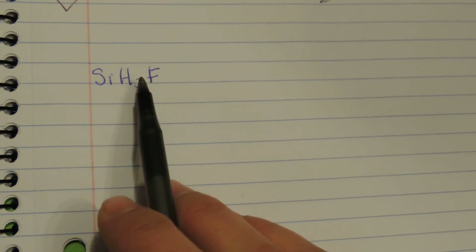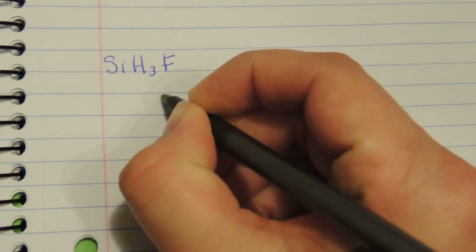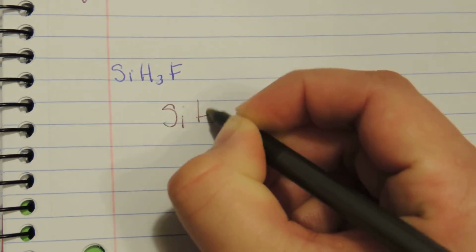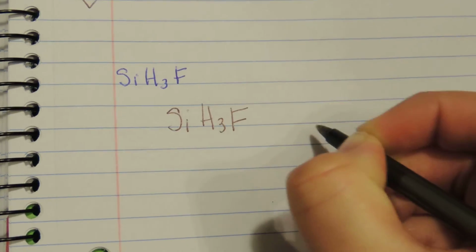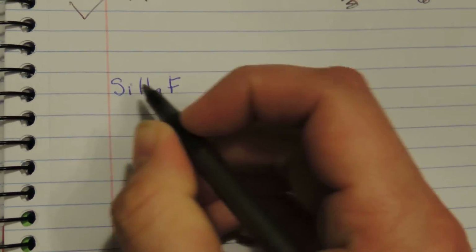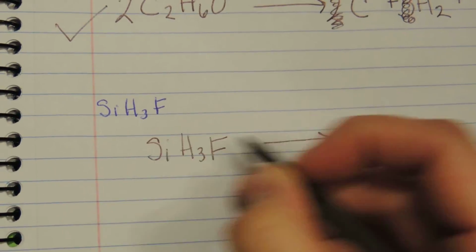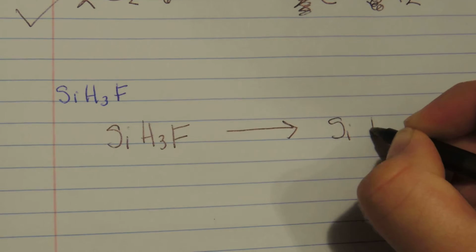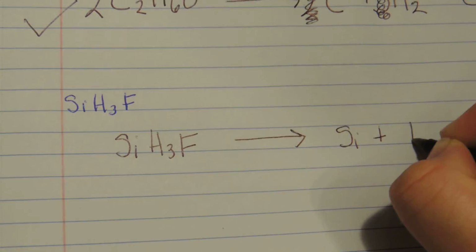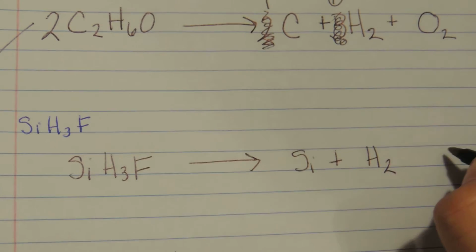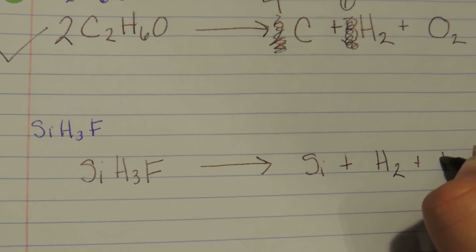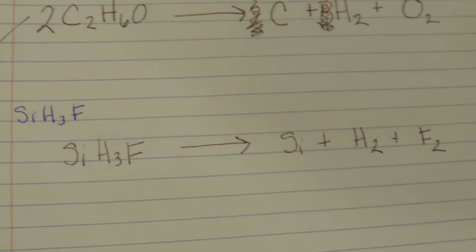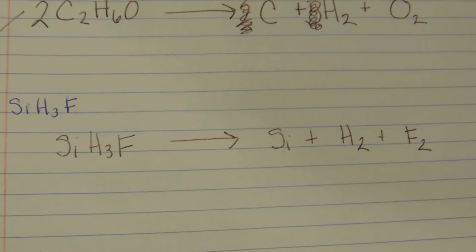SiH3F. So again, begin by writing your compound on the left, and then you do your arrow, and then you look at the elements that make it up. Okay, Si is my first one, so I'm going to write Si, and I'm not going to write a 2 because it's not diatomic. Then H is my next one. H is diatomic, so I'm going to write a 2. Then F is my last one, and it is diatomic as well, so I'm going to include a 2 there when it's written by itself.